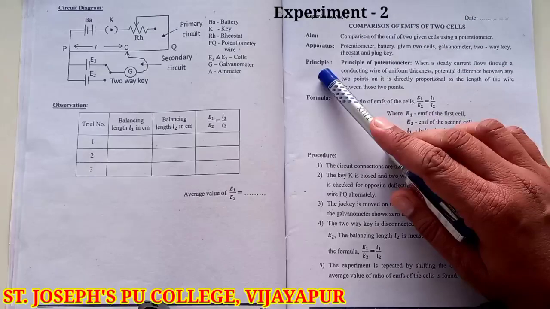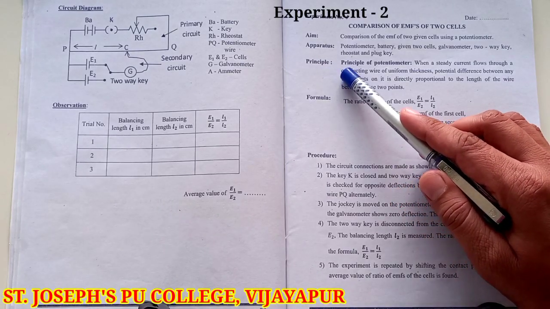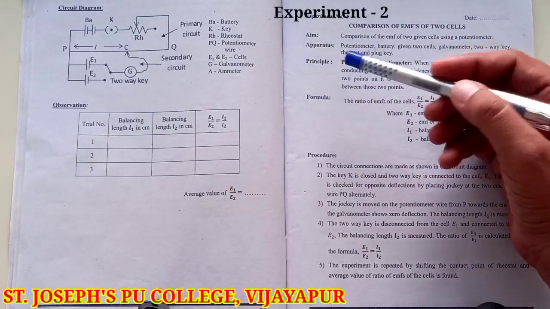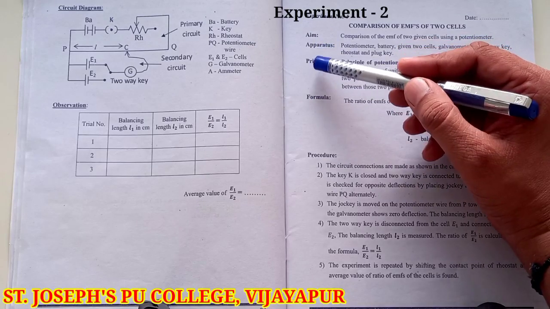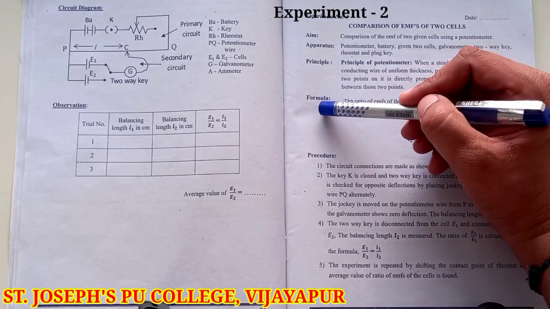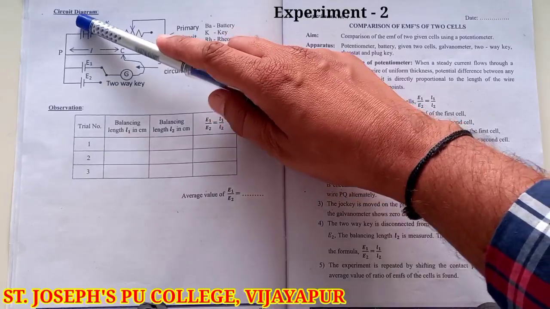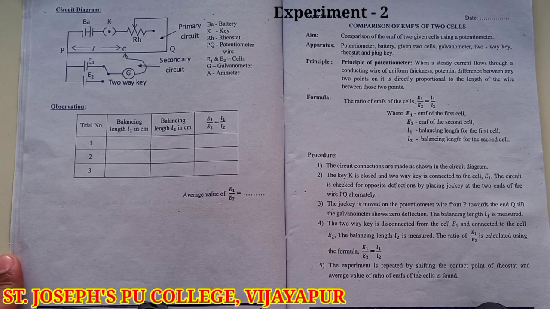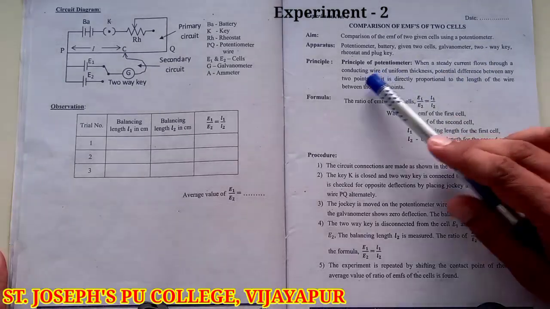Next, we have to see the principle of the experiment. Which principle does this experiment work on? For your final practical examinations, the principle and formula are important. This will carry 2 marks, and the formula also carries 2 marks. The circuit diagram carries 2 marks, and the blank observations and the tabular column carry 2 marks.